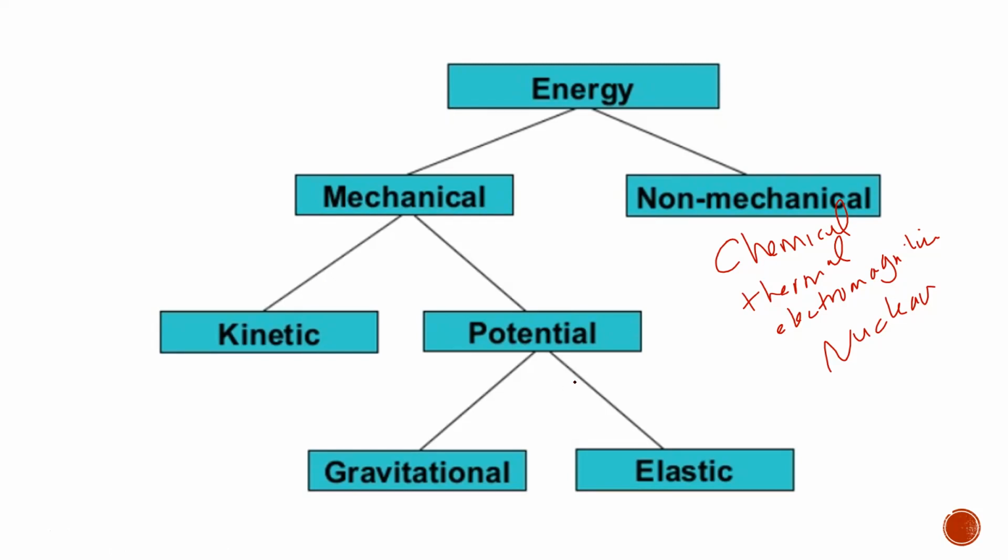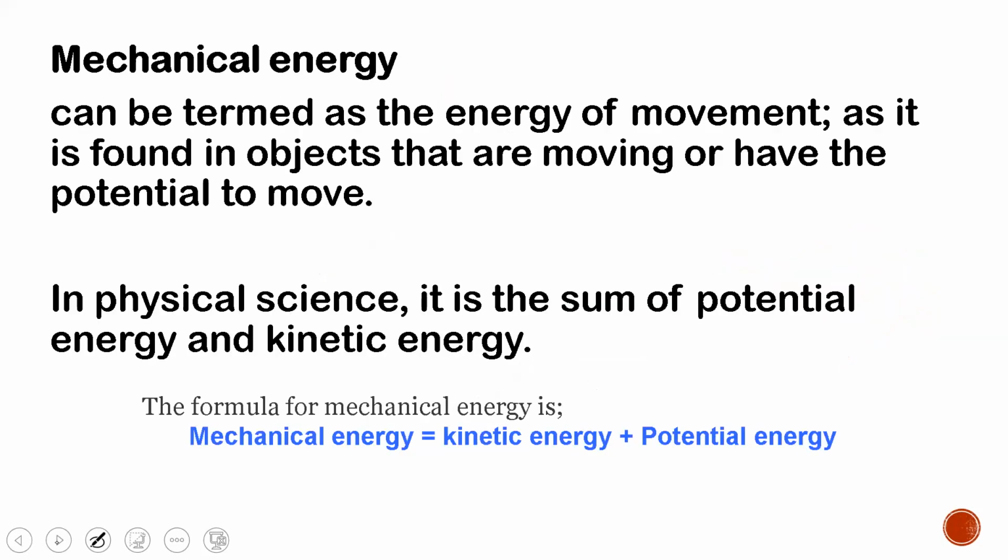Now let's talk about what the mechanical energy is today. As I told you, in the next lessons we are going to talk about the kinetic and potential. Today, we are going to talk about the mechanical energy and its examples. What is the mechanical energy? The mechanical energy can be termed as the energy of movement, meaning mechanical machines. It is an energy of movement, as it is found in objects that are moving or have the potential to move.